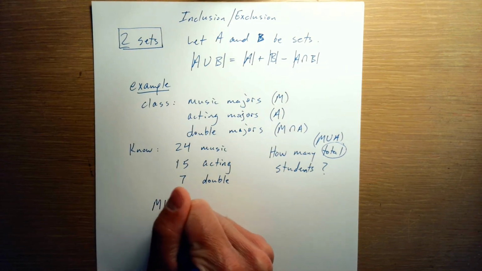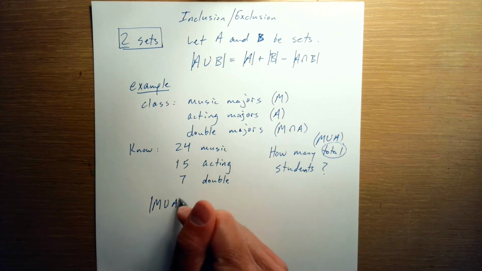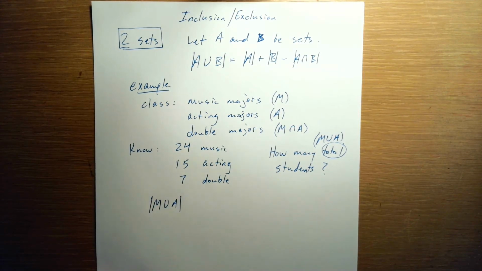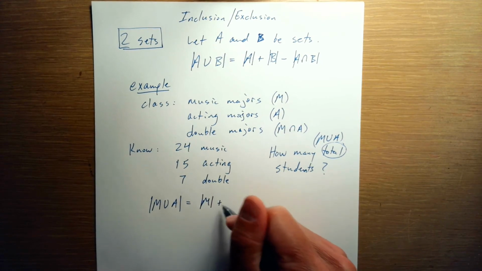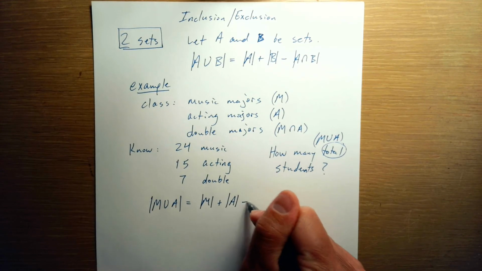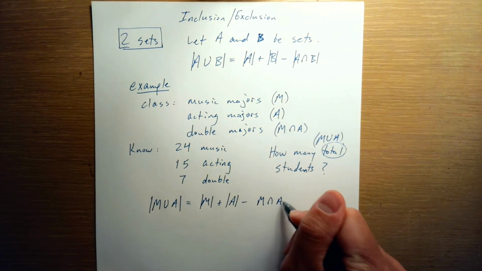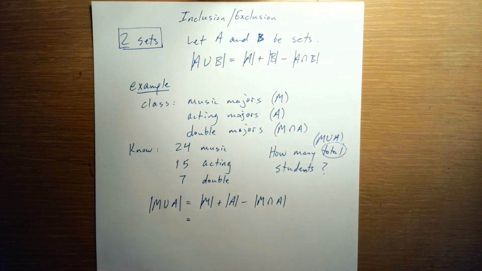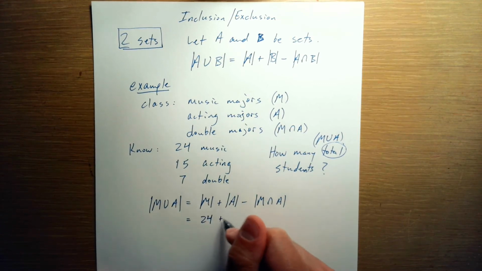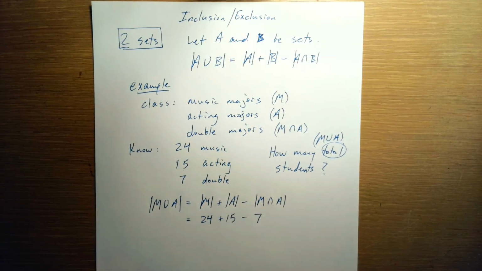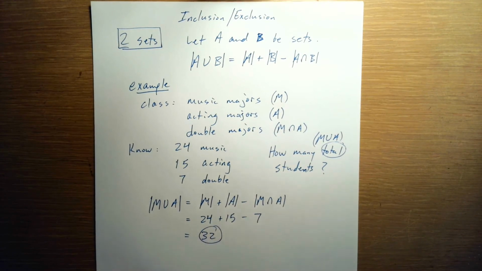So our formula says the total number of students in the union, or total number of students in the class, is equal to the number of music majors plus the number of acting majors minus the number of double majors. And we just plug things in as we see what we know. 24, 15, 7, compute this, you get 32. So that's our answer. 32 students total in the class.